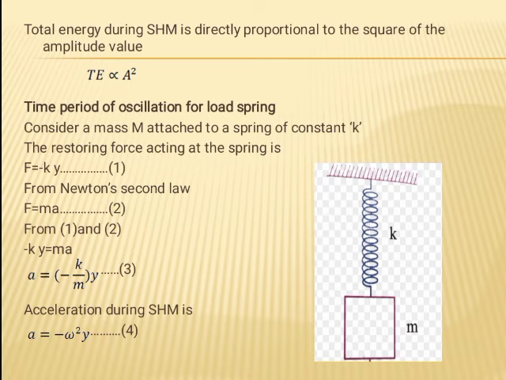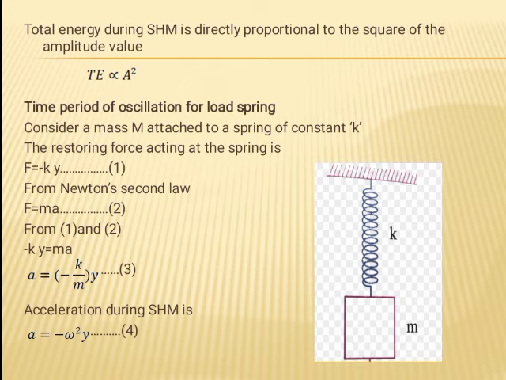First we have to find the time period. What are we doing, how are we calculating? I need acceleration now. So I take a as it is. I am rearranging the above equation and I would get a is equal to minus k by m into y. This I consider as equation 3. Next, acceleration during simple harmonic motion.